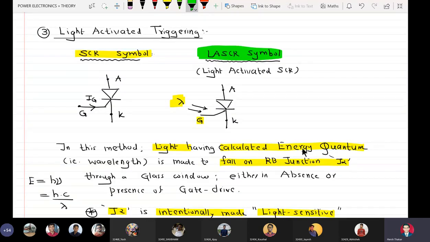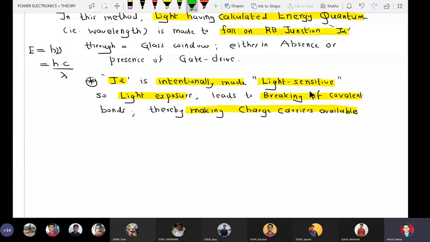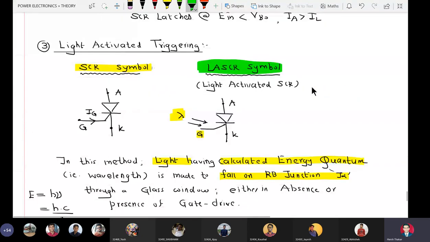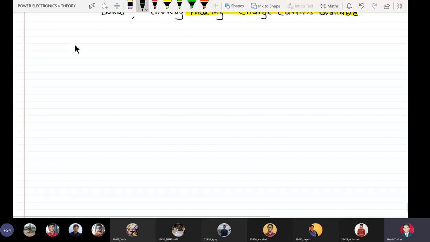Now we come to the last turn on method, which is called high dV by dt triggering. First we'll make the statement and then we will justify why this method leads to the latching or triggering of SCR and whether it is acceptable or not. This is many a times asked in exams in the form: explain the transient model of an SCR or RC model of an SCR.